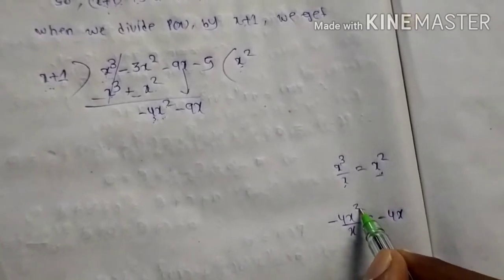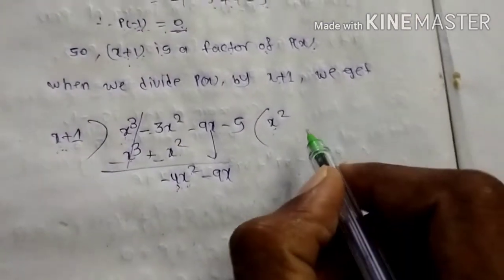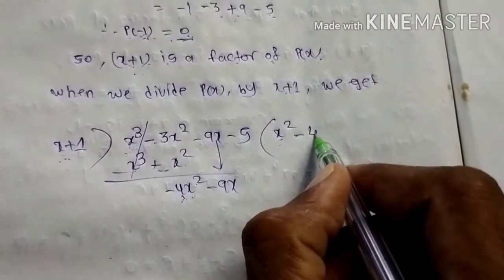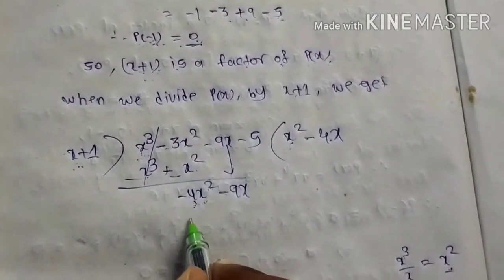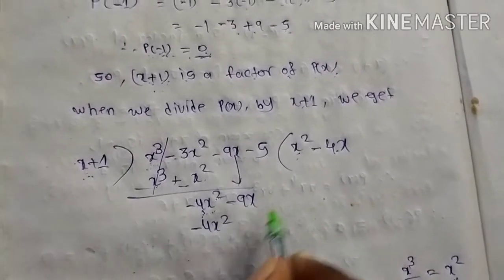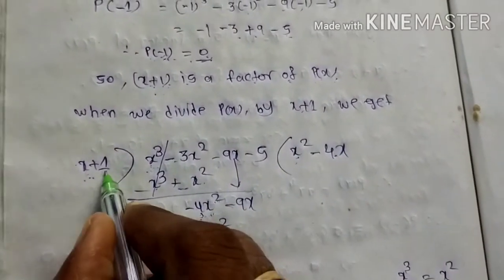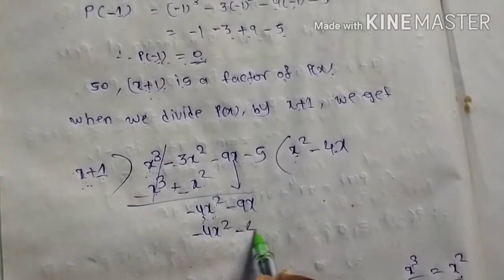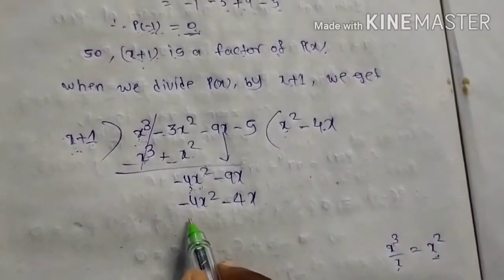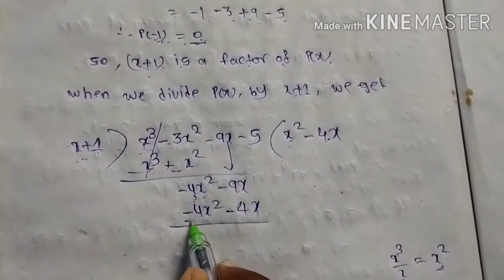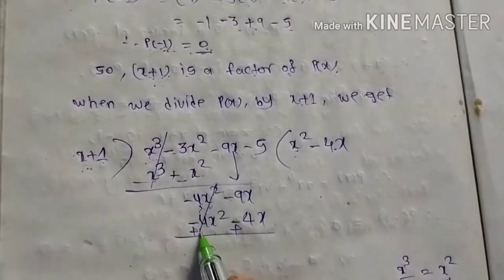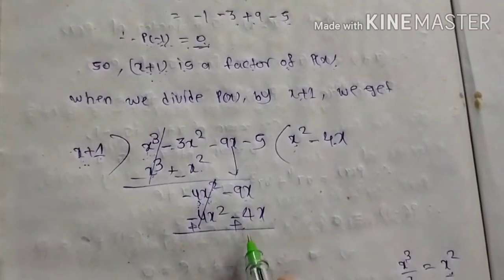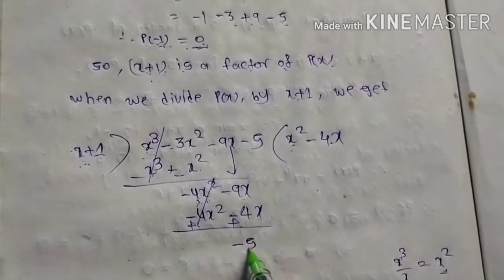x will be cancelled. You will get minus 4x. You can write here minus 4x. Now you can multiply minus 4x into x. You will get minus 4x square. Here minus 4x into plus 1, you will get minus 4x only. Yes or no? Yes. Now you can subtract. See here, subtraction means it will become plus. It will also be plus. Minus 4 plus 4 will be cancelled. Minus 9 plus 4, you will get how much? Minus 5x. Yes or no?